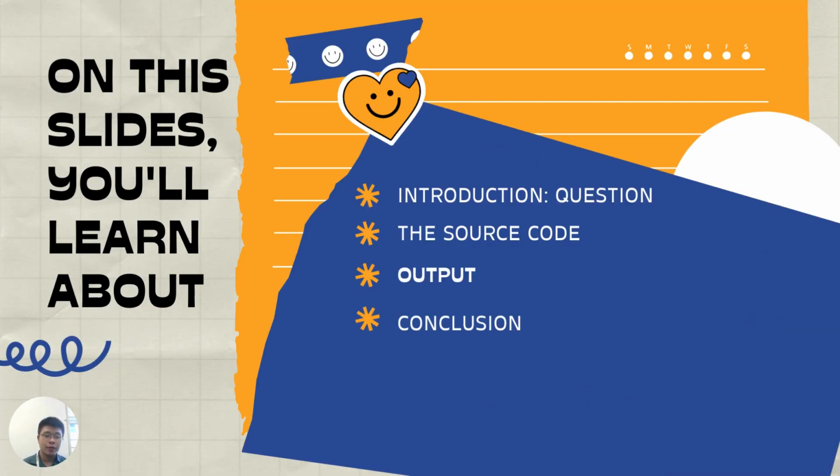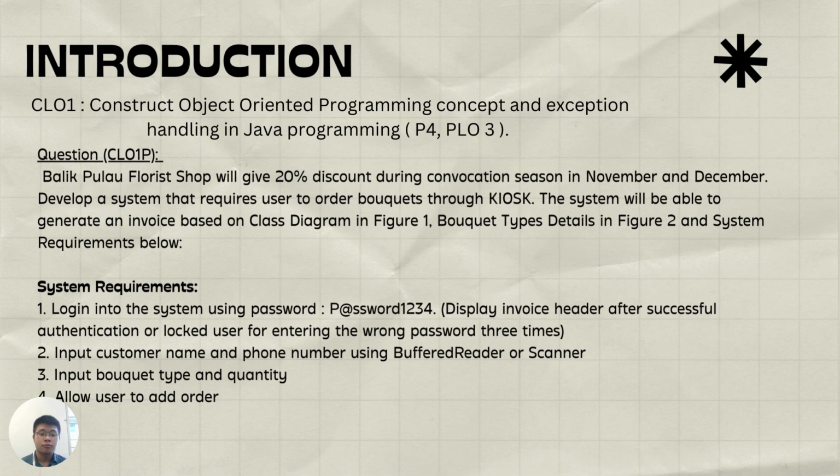On the next slide, we'll be presenting this content: the introduction, the source code, the output, and the conclusion. In the introduction, Balai Pulau Florist Shop will give a 20% discount during convocation season in November and December. Develop a system that requires users to order cakes through kiosks. The system will be able to generate an invoice based on the class diagram in Figure 1, bouquet type details in Figure 2, and the system requirements below.